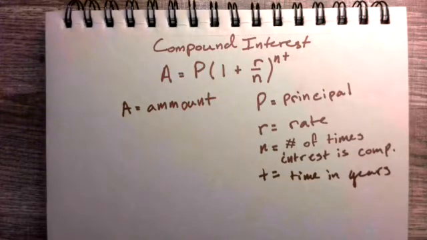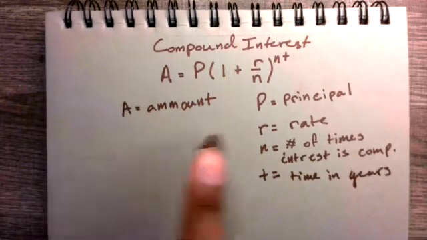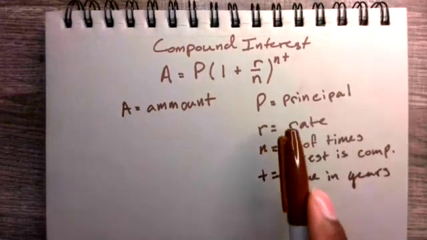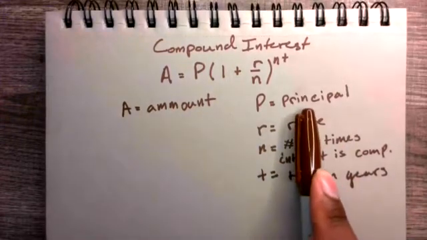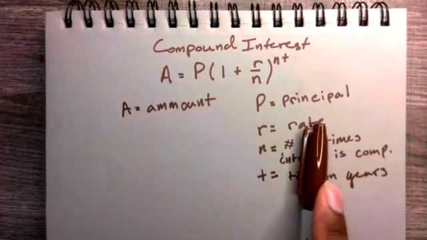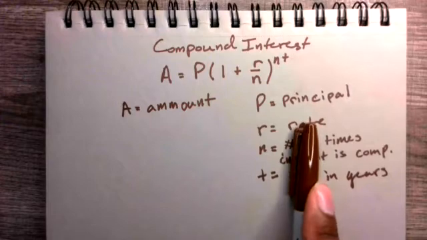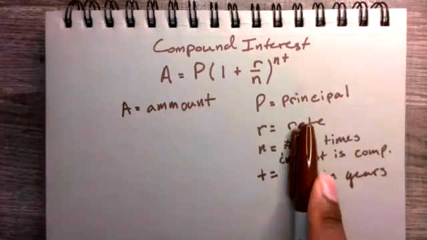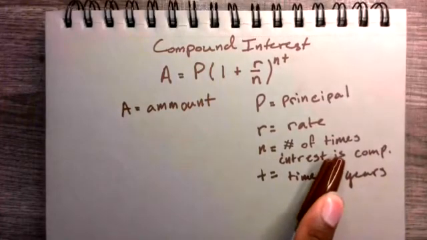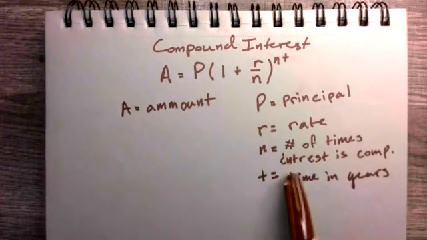Okay, so once again, A is your amount, P is your principal, which is what you put in. Like in the first example, our principal would have been $100. R is your rate. In the first example, my rate was 20%, or in decimals 0.2. N is the number of times interest was compounded. In my original example, we compounded interest every year.